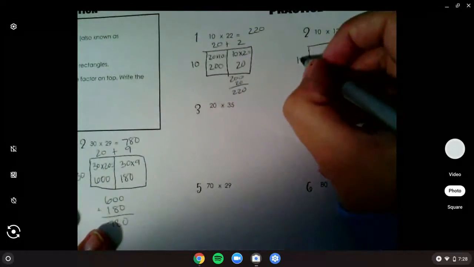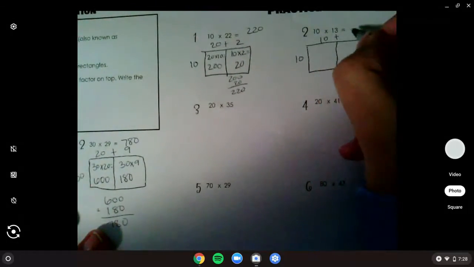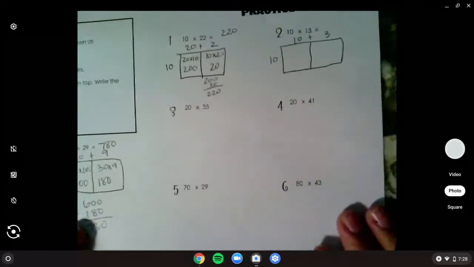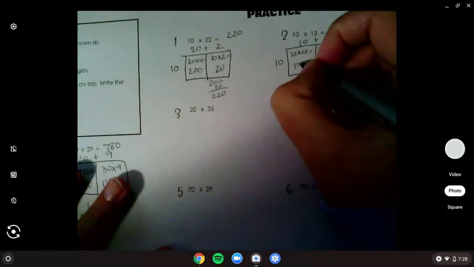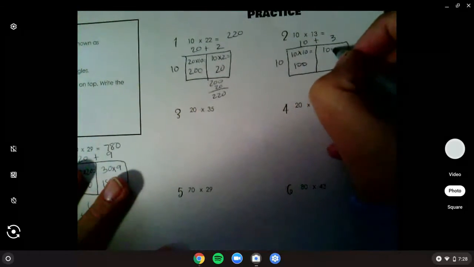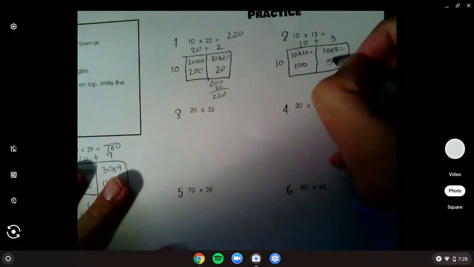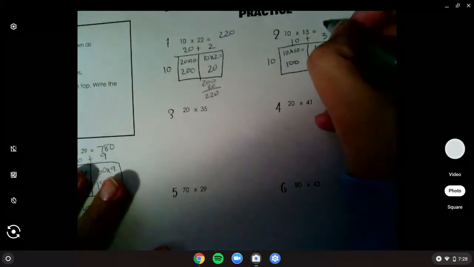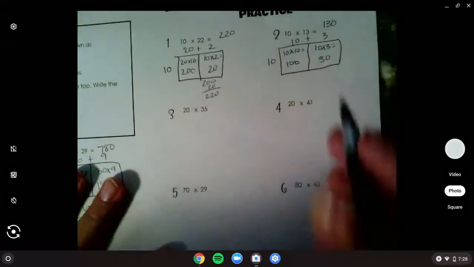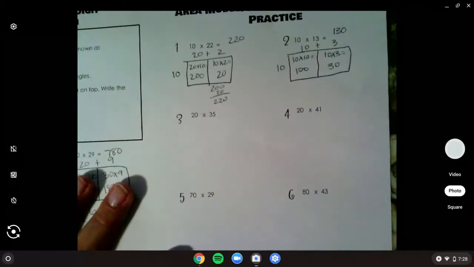For this one, same kind of thing, except we're going to do 10 plus 3 on the top. So 10 times 10 we know is 100, and 10 times 3 we know is 30. This one I'm not going to write out my partial products because I can add 100 plus 30 in my head and get 130. I don't need to borrow or carry over anything.